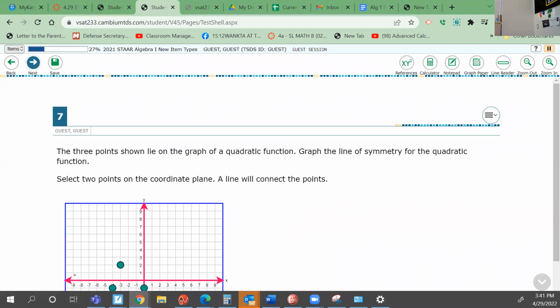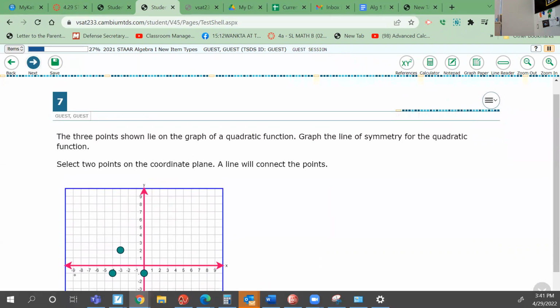Here, you're given 3 points shown on a graph, and you want to graph the line of symmetry. Again, line of symmetry, you talk about it with quadratic functions. And so let's look at this now.